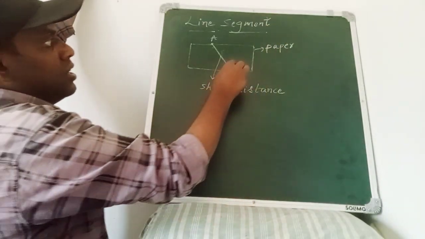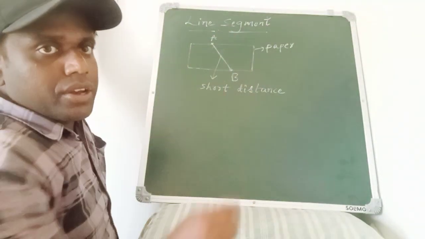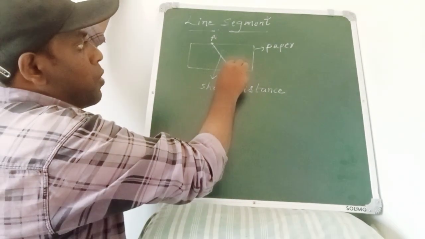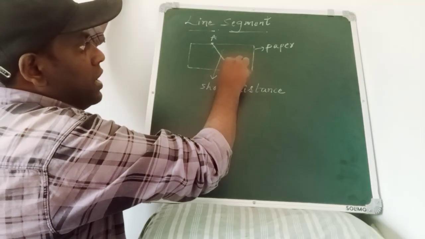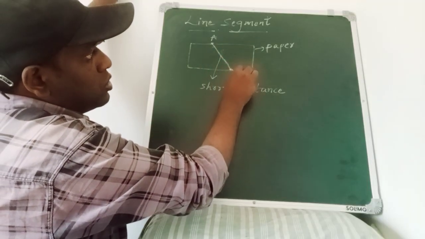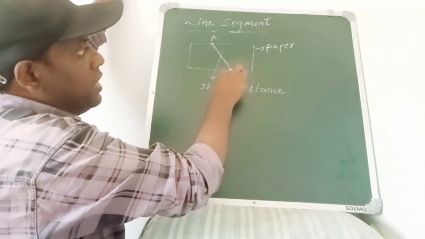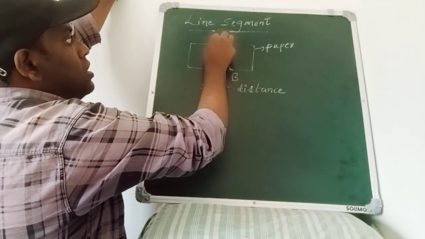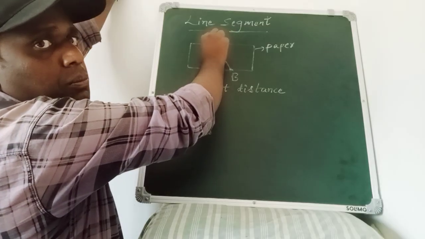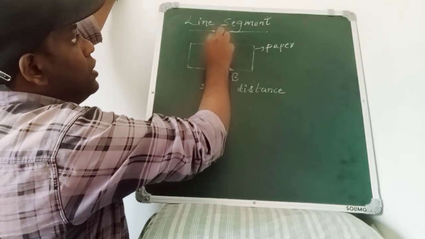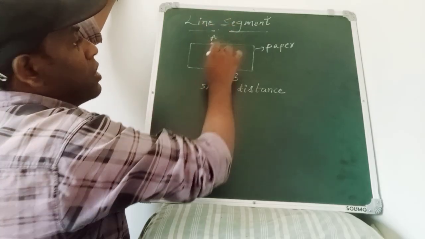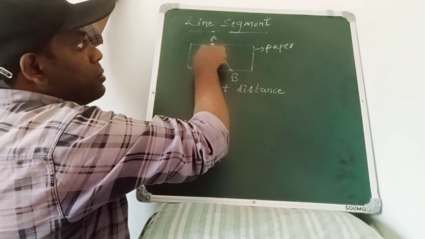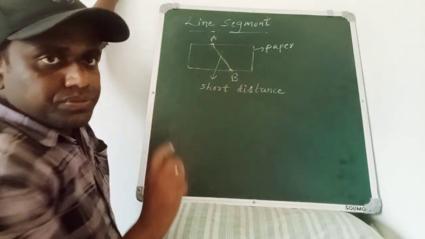Short distance, and A and B are called end points. End means at this point the path will end. After point B there is no continuation, so that's why it is called an end point. Here also, if you start from here and move like this, it will stop here. The path will end here only. There is no continuation after this. This is end point A, this is end point B.